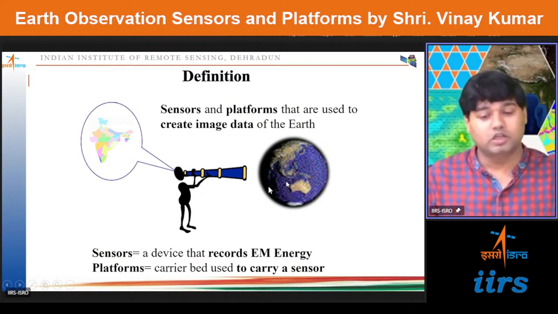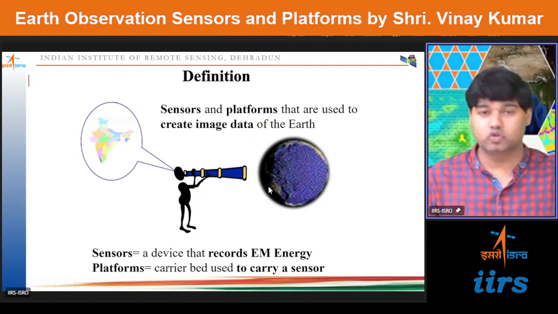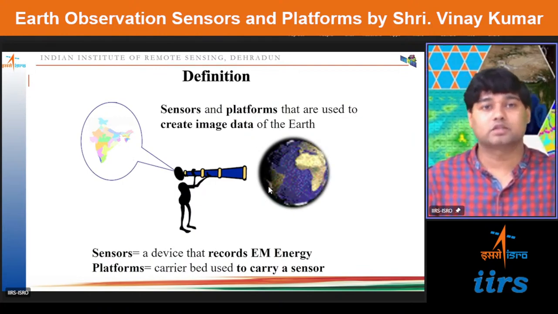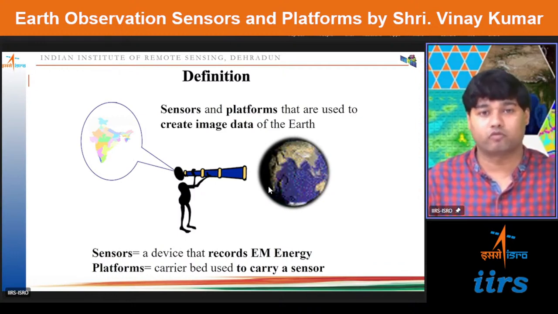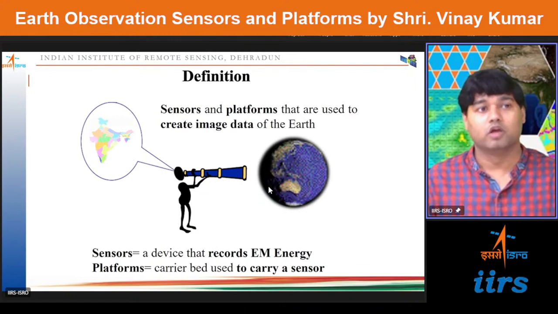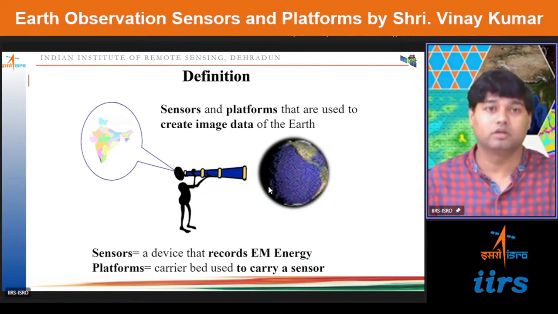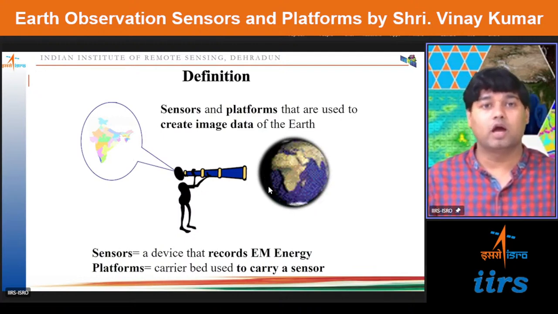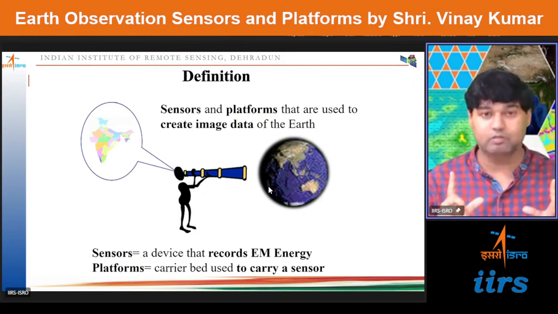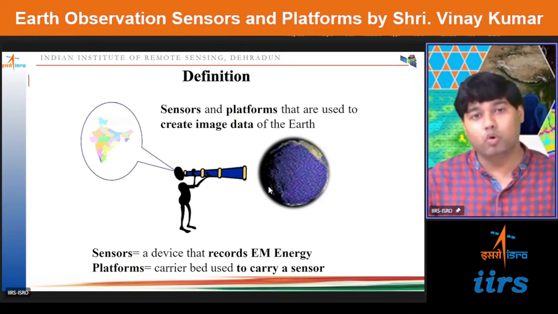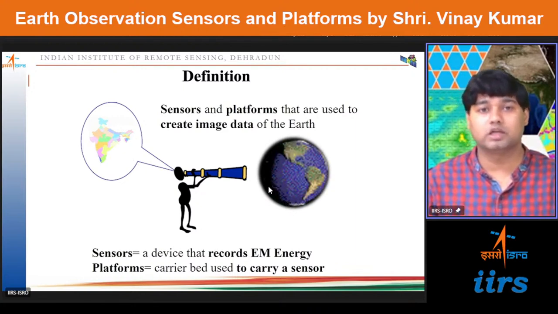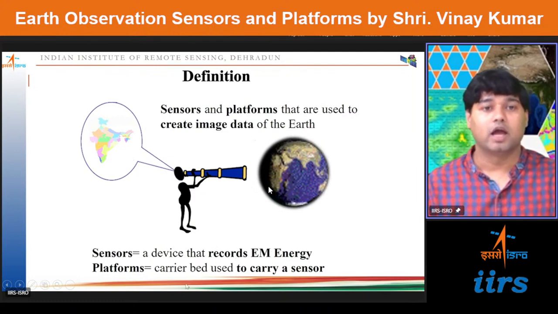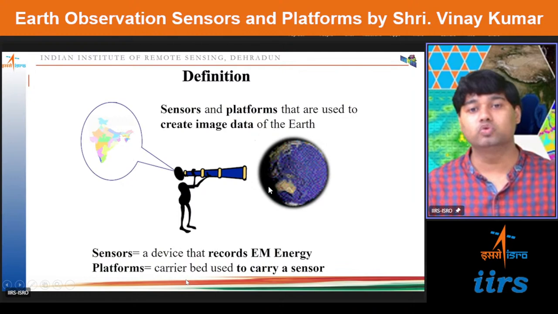Now, the definition of remote sensing. As I told you, our eyes also work as remote sensing sensors. But the eyes have to be placed on a proper platform. Our head works as a platform where our eyes are placed to capture the data. Even whenever we use a camera, we put it in a stable way to take the photograph. So both sensors and platforms are used to create image data of Earth. Sensors are devices which record electromagnetic energy, and platforms are the carrier bed used to carry the sensor.